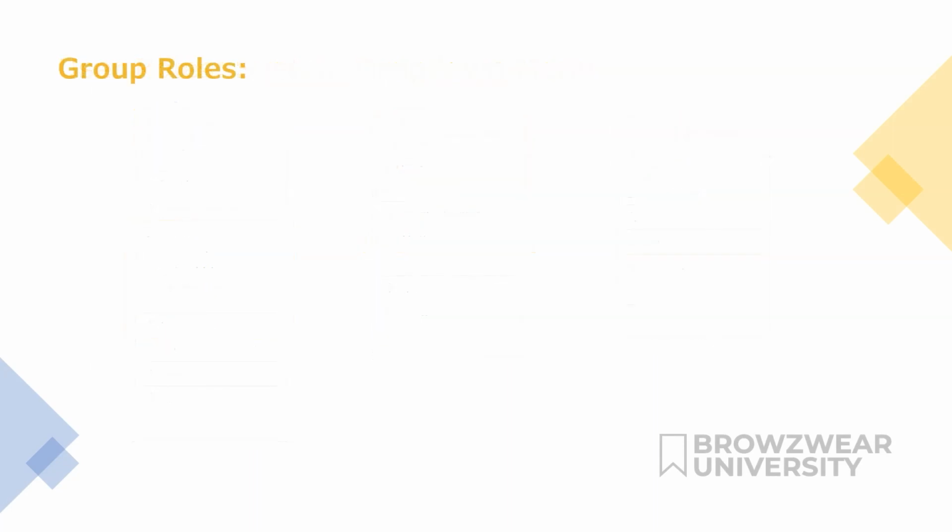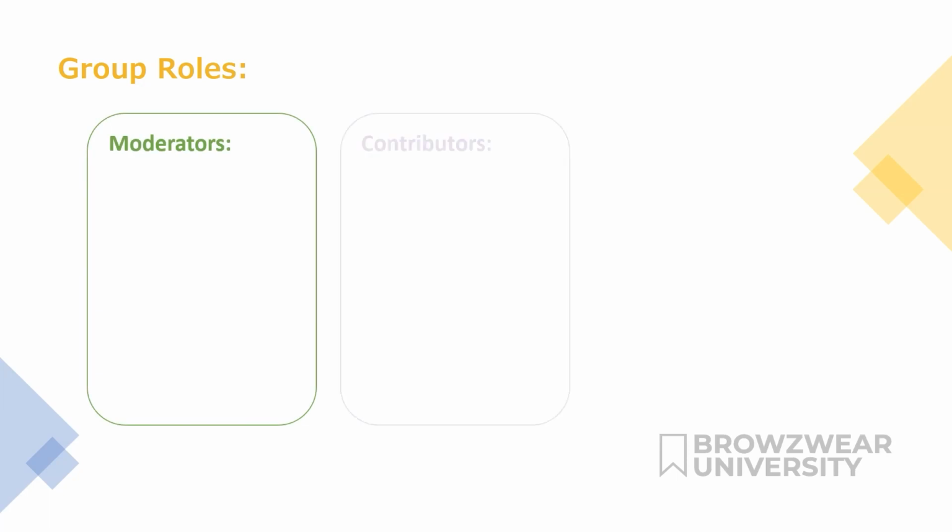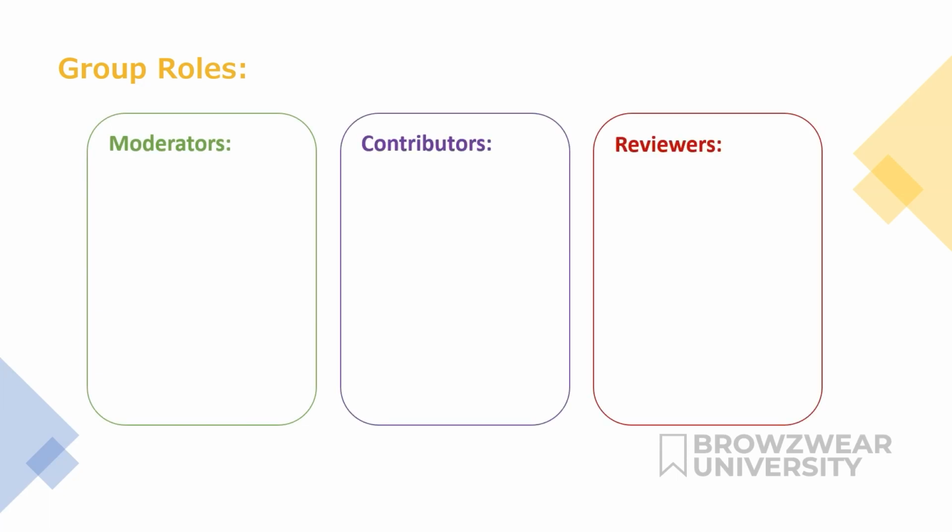Next, we will cover group roles. This designation only affects a user's permissions within an individual group, and users may be assigned various roles across different groups. Again, we have three different group roles that will be assigned to users: moderator, contributor, and reviewer.